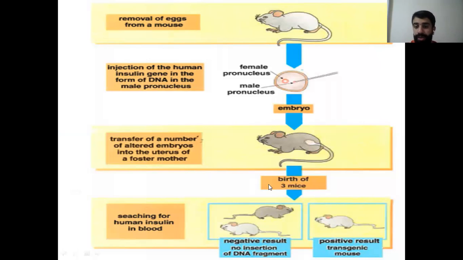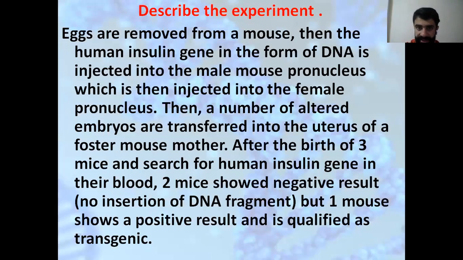The result was the birth of 3 mice. 2 of them showed a negative result, meaning that there is no insertion of the DNA fragment, meaning that there is no expression of the human insulin gene. Whereas 1 of these mice showed a positive result. It showed the human insulin gene. This mouse is said to be transgenic. Why is it called transgenic? Because it expressed a gene from another species, and this gene is the human insulin gene in this case.